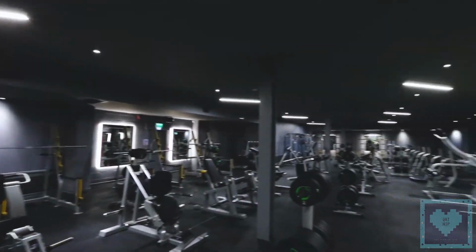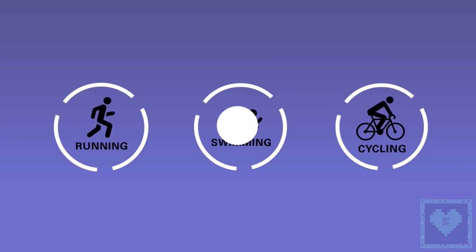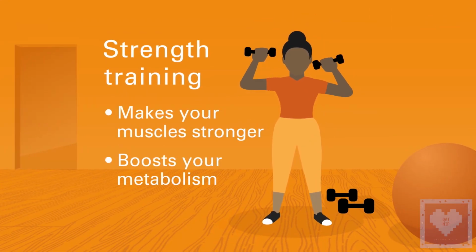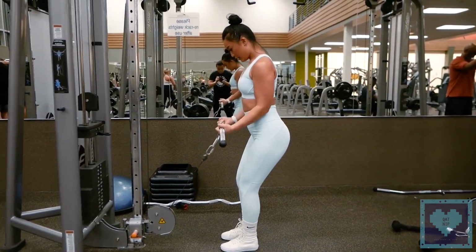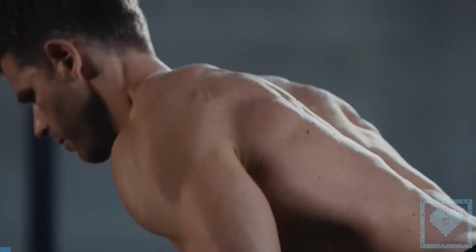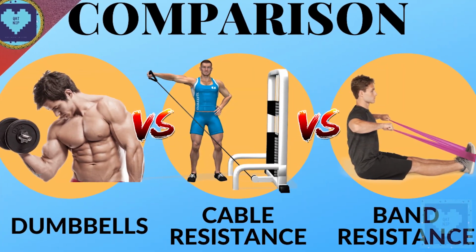The gyms are full of equipment, from cardio to get your heart running at bullet train speeds to weightlifting equipment to tone those muscles of yours. But have you ever considered thinking about the different ways you can do that? We are talking about toning the muscles, of course. So here we have it, a differentiation between dumbbells, cable resistance and band resistance.